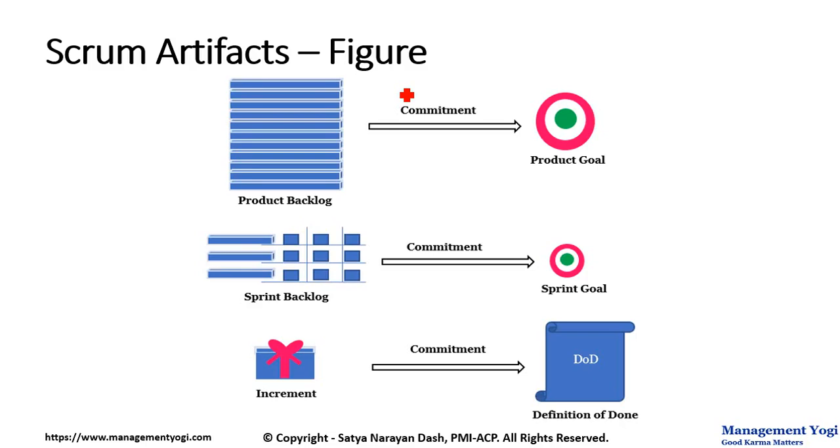Scrum artifacts with their commitments in a figurative way. First is the product backlog. The product backlog as shown has the product backlog items. Each rectangle is a product backlog item.